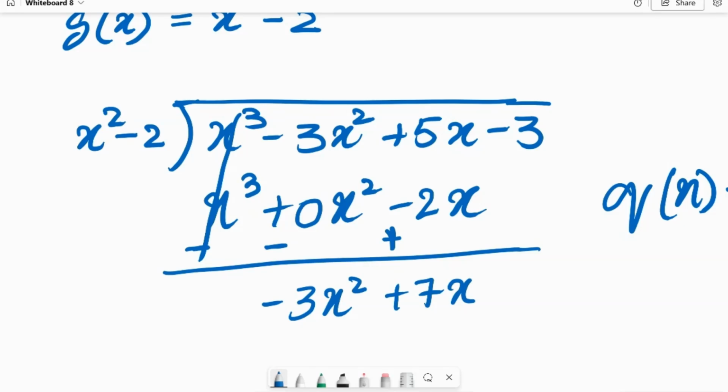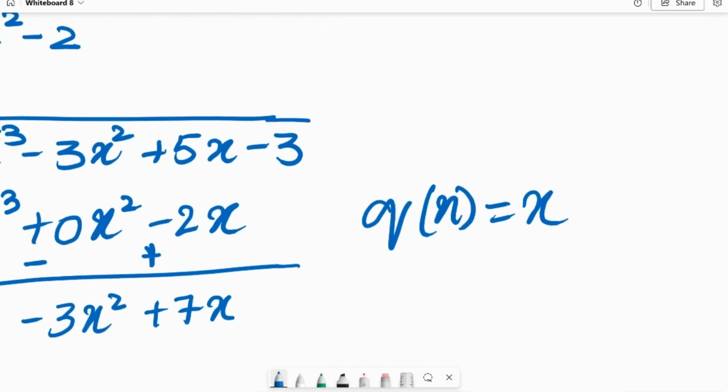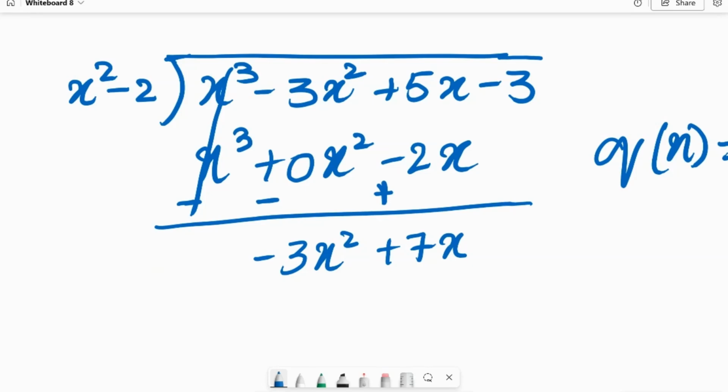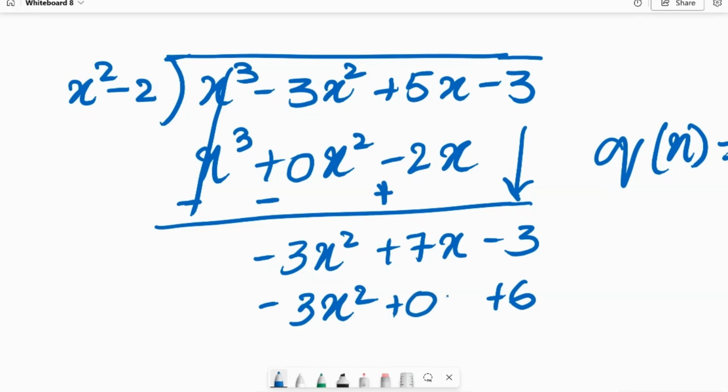Next, what do we multiply to the first term of g of x to get the first term of p of x? Here the first term of p of x is minus 3x square. So I would multiply minus 3 to get the first term. So q of x will be this. So if I multiply minus 3 to all terms of g of x, what would I get? So x square into minus 3 is minus 3x square. Next, minus 2 into minus 3 is plus 6. So I would write below the constant term. Since there is no x term, this will be plus 0x.